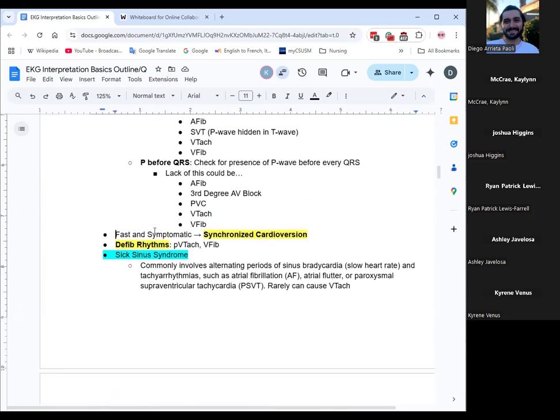In general, probably the best rule for this class when it comes to EKG interpretation is: fast and symptomatic, synchronized cardioversion, as well as knowing which rhythms you defibrillate. So your pulseless VTach and your ventricular fibrillation. And then Kalen's asking, what is defined as symptomatic? So what are some examples of symptoms people can complain about?